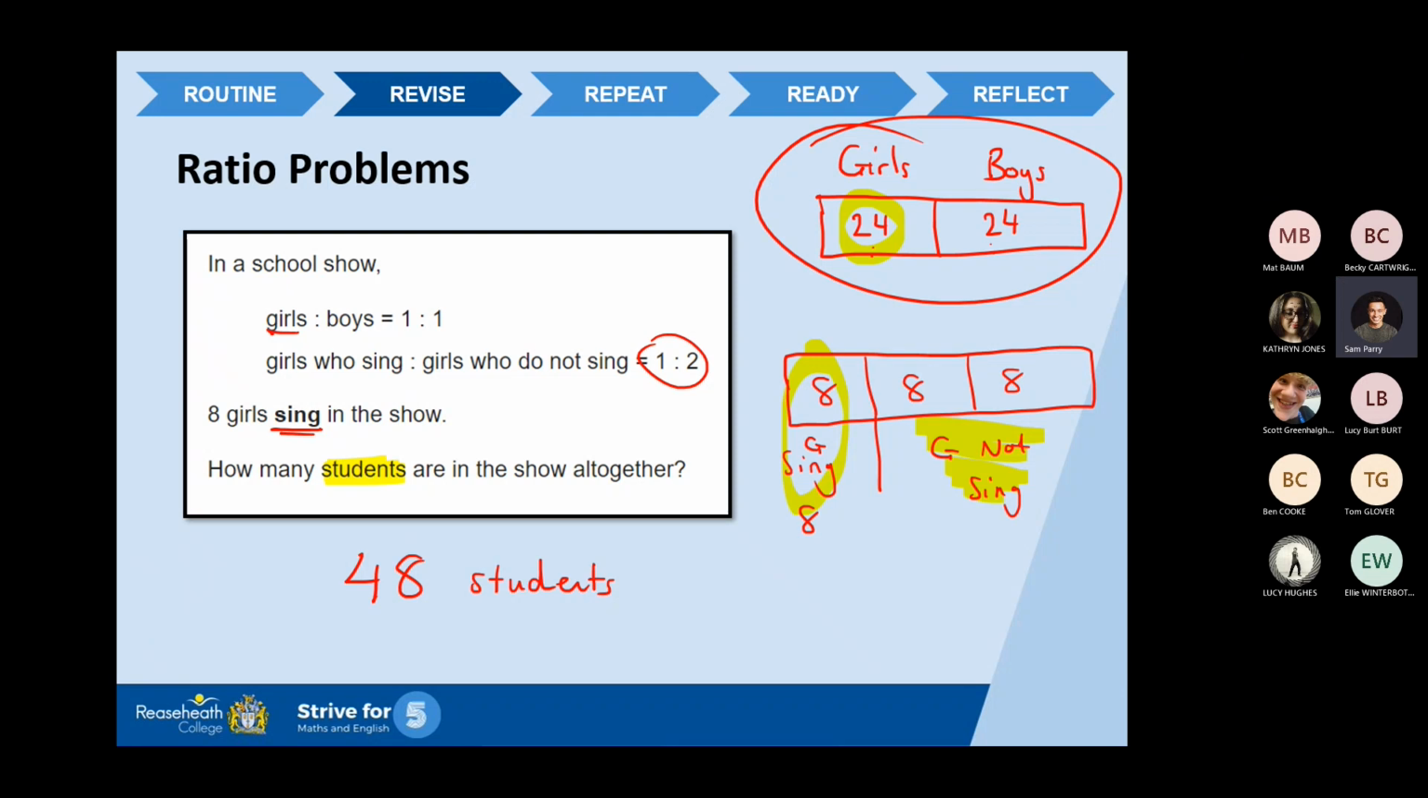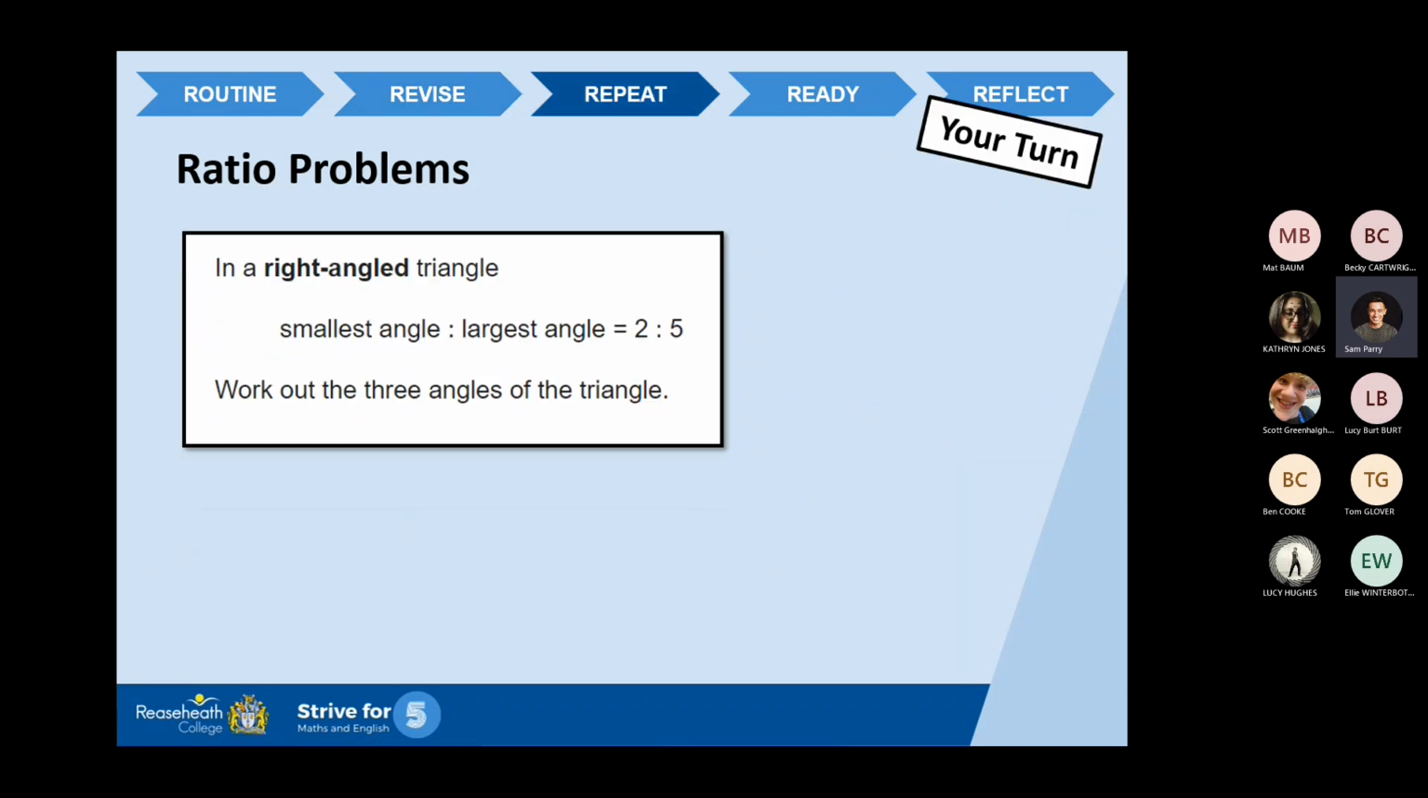Now, this is where I want you guys to explore ratio. There's no pressure in terms of you needing to get this right, but I want you to give it a go and see what numbers you can generate for the next few questions.